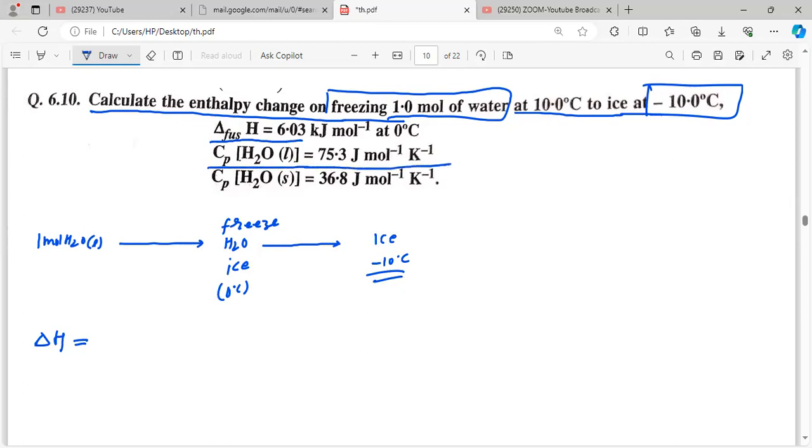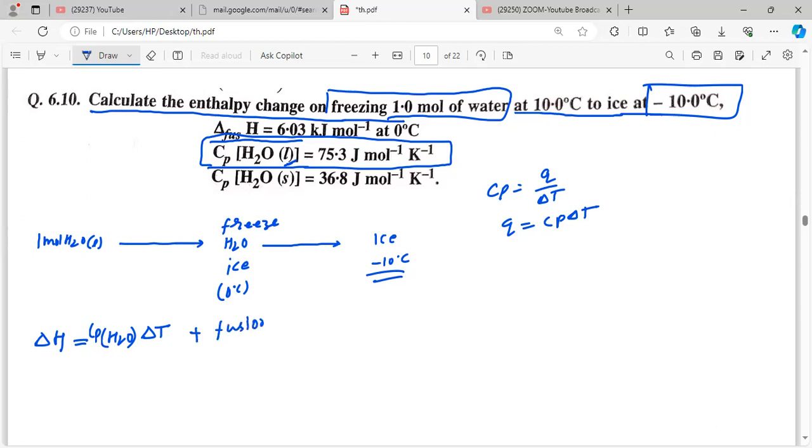So you can write this step, heat capacity. Firstly, heat is absorbed. Heat capacity of H2O liquid they are saying. So I am writing Cp H2O, delta T, because this much heat will be absorbed. Here Cp is equal to Q upon delta T, so Q is equal to Cp delta T. Next one is plus, it will be the fusion. This one, first step.